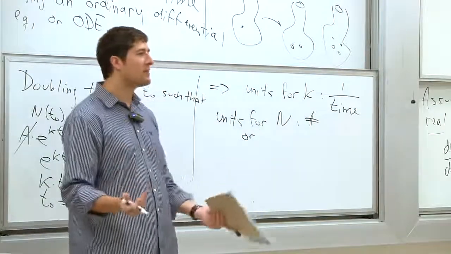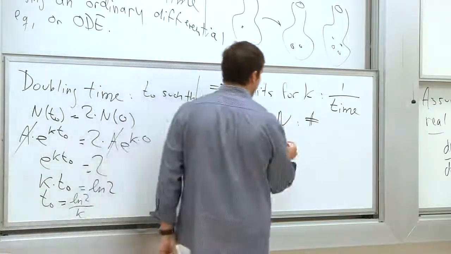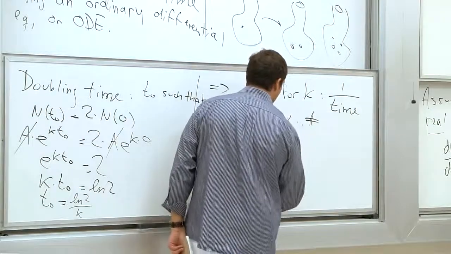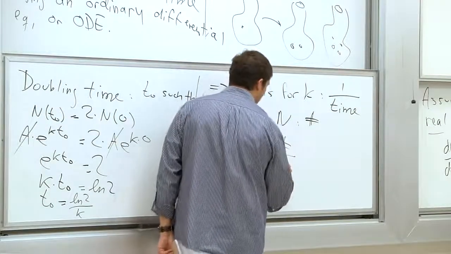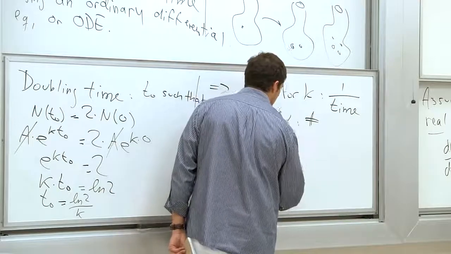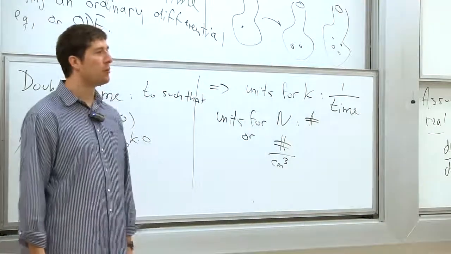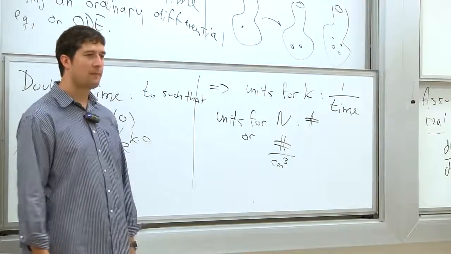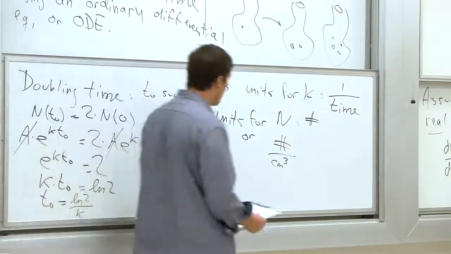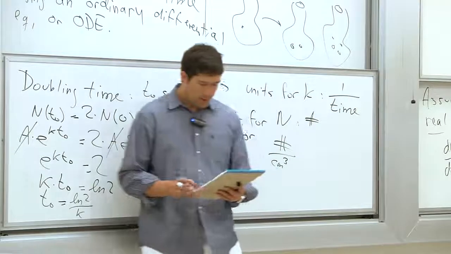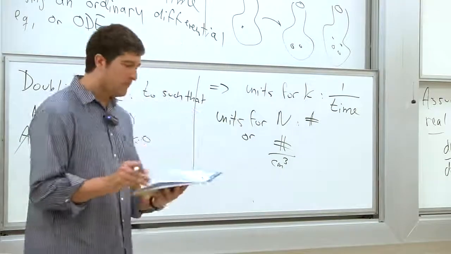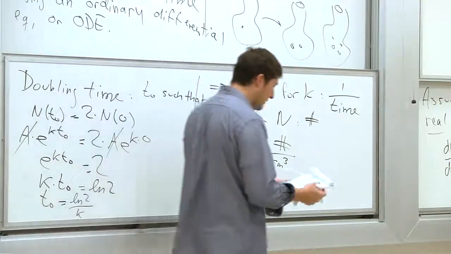Or sometimes we're going to think about the density of bacteria. So it could be, for example, the number of bacteria divided by volume. For example, number divided by centimeter cubed. Okay? All right. So now let's make this a little more interesting.